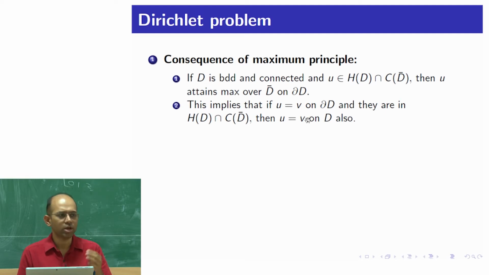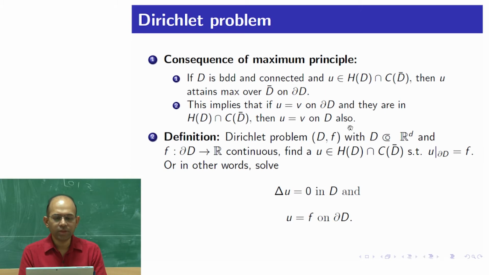Why is it so? Because if U is harmonic and V is harmonic, then their difference is also harmonic, because the differential operator is linear, correct? And then U minus V would be 0 on the boundary, because both agree on the boundary. So we have a harmonic function which is 0 on the boundary. Inside, what should be its value? Its value cannot be non-zero, because then no maximum would be achieved inside the domain. So U is equal to V on D.